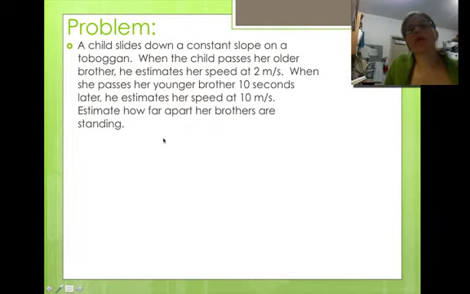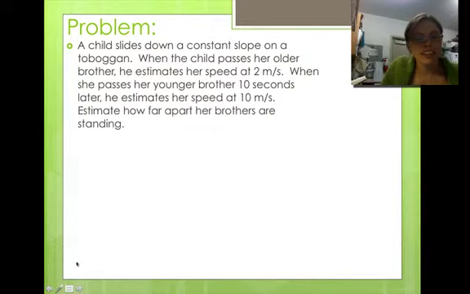So let's try another problem. A child slides down a constant slope on a toboggan. When the child passes her older brother, he estimates her speed at 2 meters per second, and when she passes her younger brother, 10 seconds later, he estimates her speed at 10 meters per second. Estimate how far apart her brothers are standing.